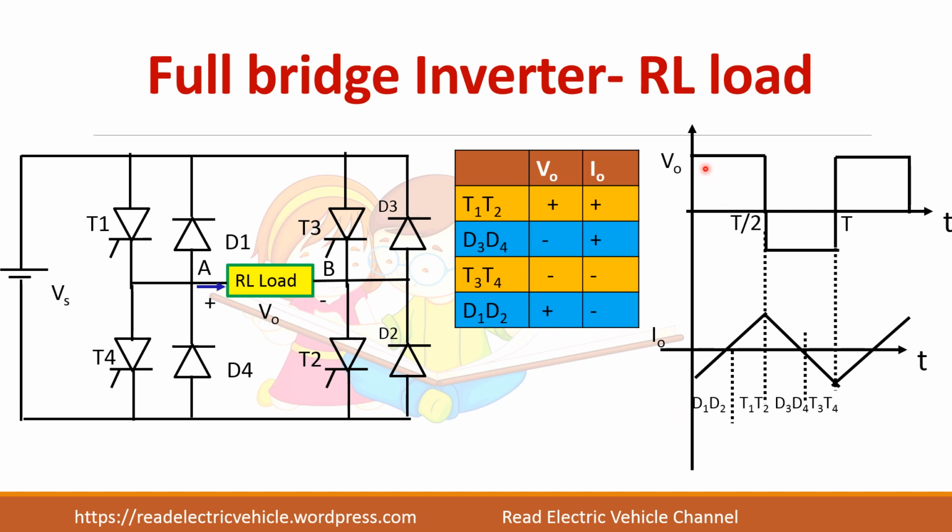Now you can see here voltage is positive, current is negative. So voltage positive, current negative means this fourth case, D1 and D2 will conduct. Here voltage positive, current also positive, so T1 and T2 conduct. Here voltage negative, current positive means D3, D4 conduct, and both negative means T3, T4 conduct. So this is how the devices will conduct.